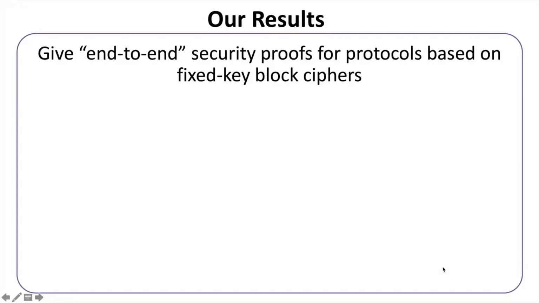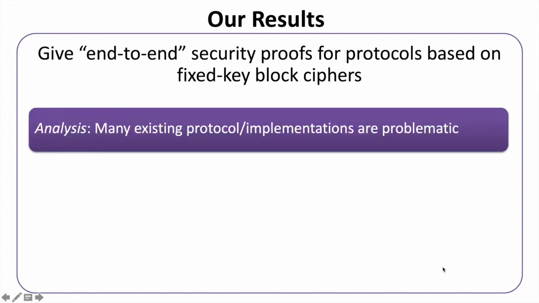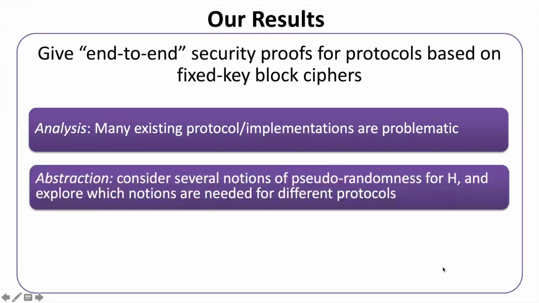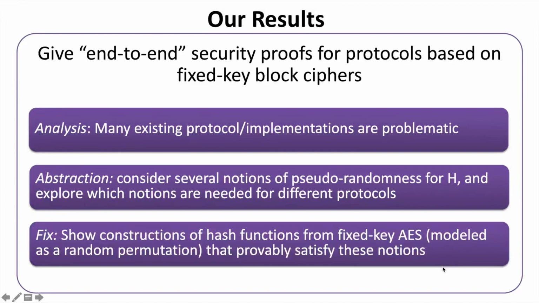As a summary of our result, in this paper, we essentially give end-to-end security proofs for protocols based on fixed-key block ciphers. We first analyzed existing protocols and implementations and found that many of them are problematic in different aspects. Then we consider several notions of pseudo-randomness for the hash function and explore how these different abstractions are suitable for different protocols with different security requirements. And finally, we show how to construct the pseudo-randomness for these functions using fixed-key block ciphers in a provable way by modeling fixed-key AES as a random permutation.